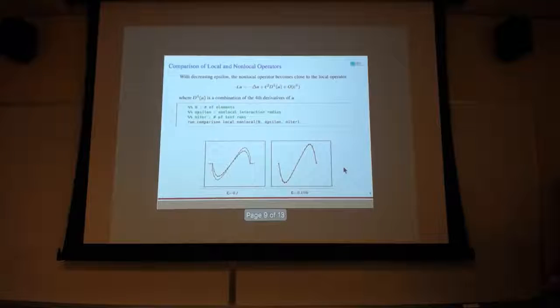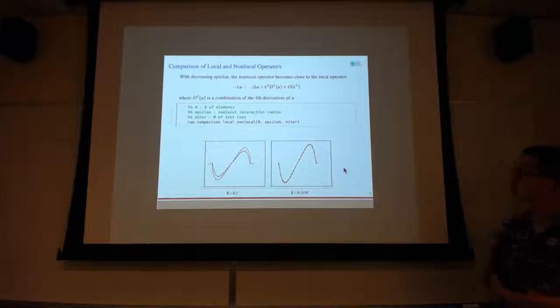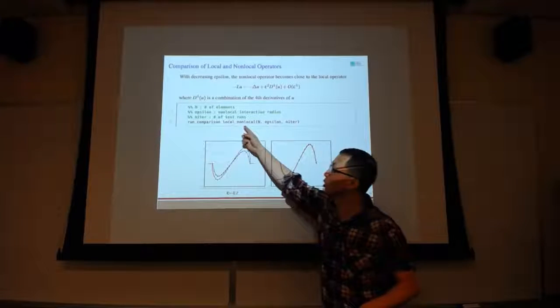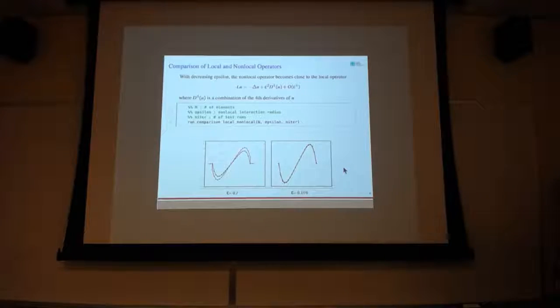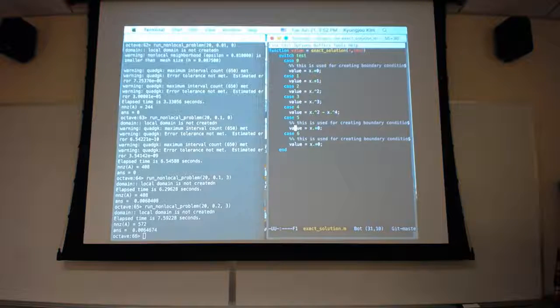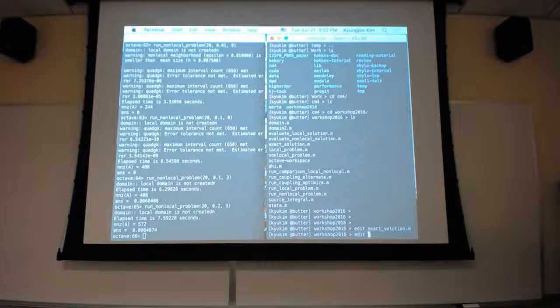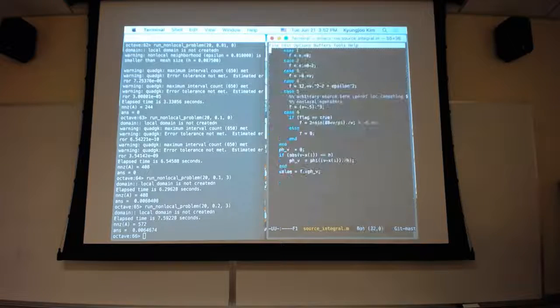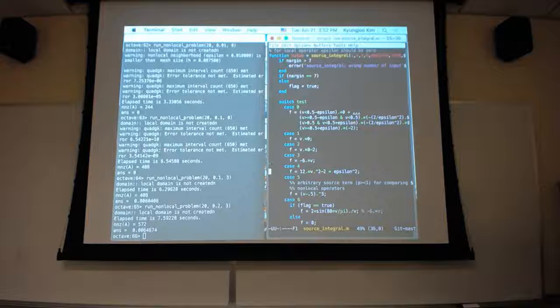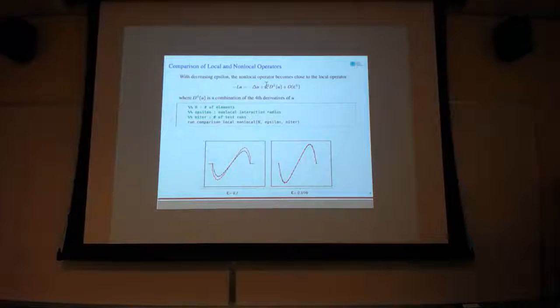Now as I said, you can test how epsilon affects the operator. I run this script to compare the local and non-local operator. The way I compare is by giving this source integral case. The source representation is given from the manufactured solution, and in the test 5 case, I give the third order force function, and it produces the solution. The error, the difference, depends on epsilon and the fourth order derivatives.